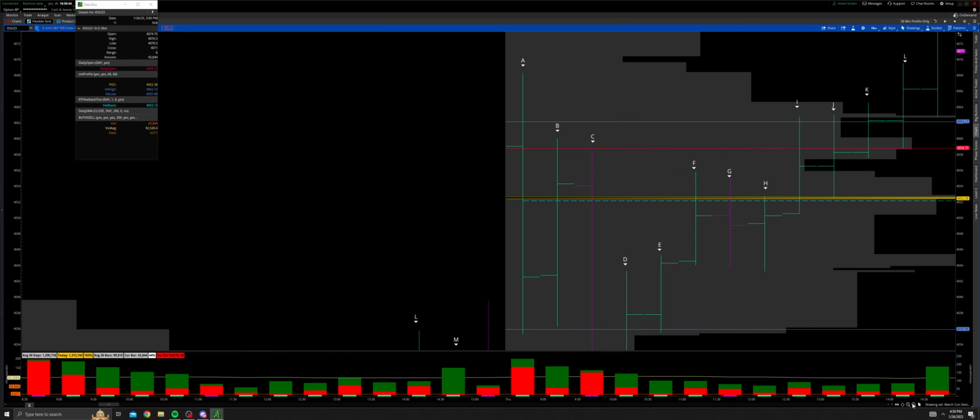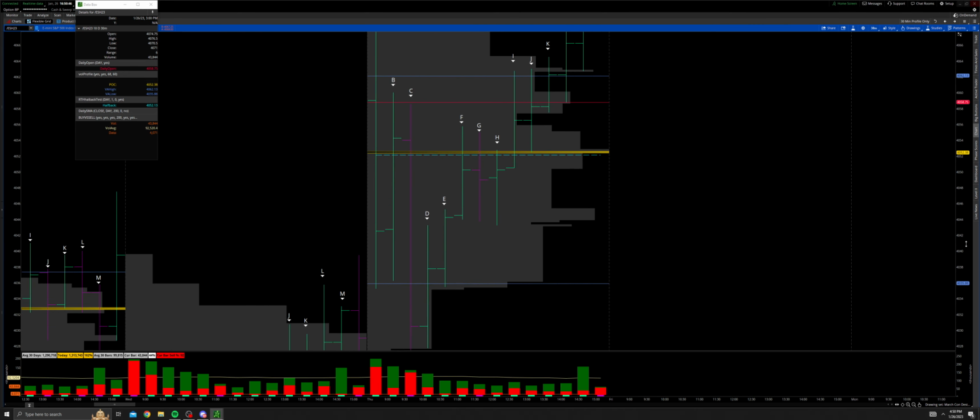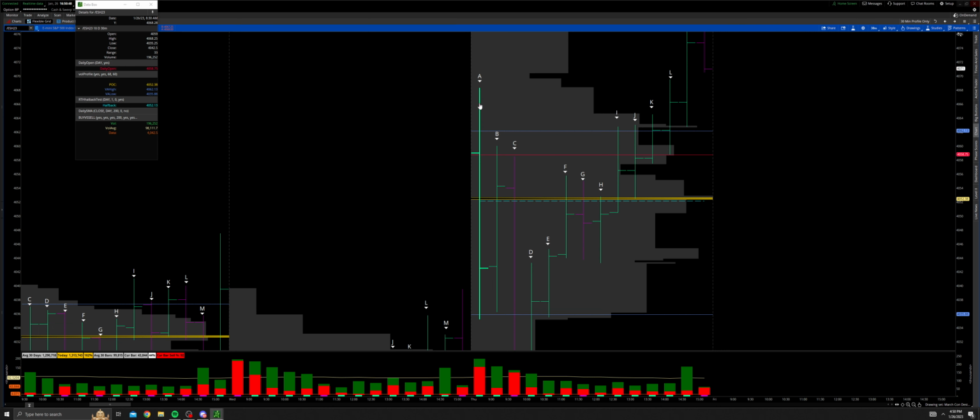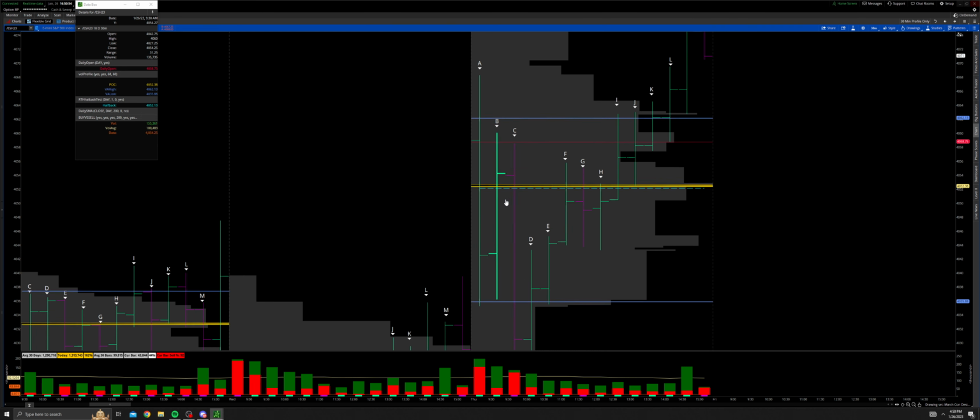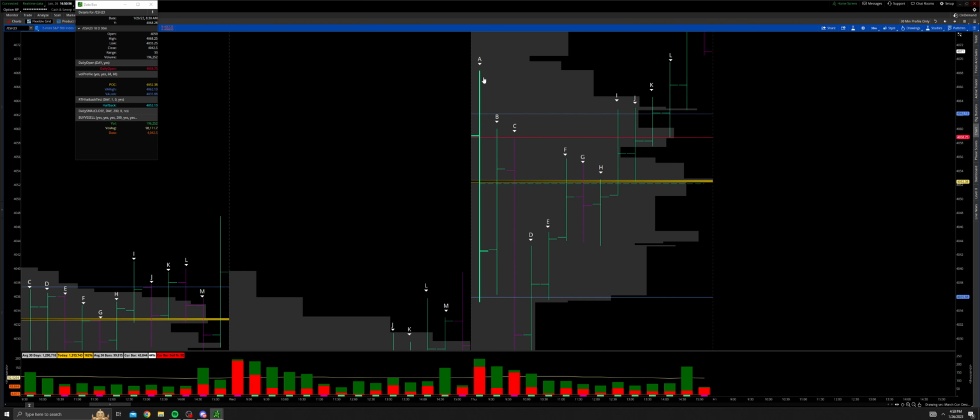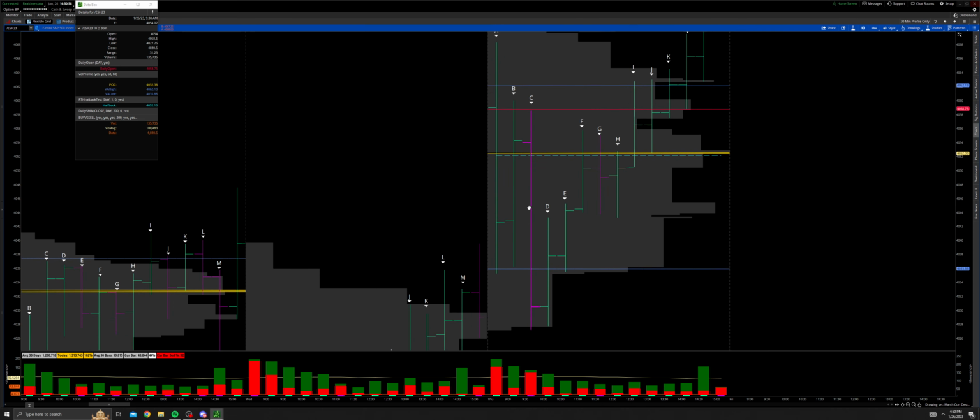So we had our initial balance set, and it was A and B period, right? The first two 30-minute time frames is our initial balance. That didn't get taken out until C period. It was all of A's range that got taken out in C period.